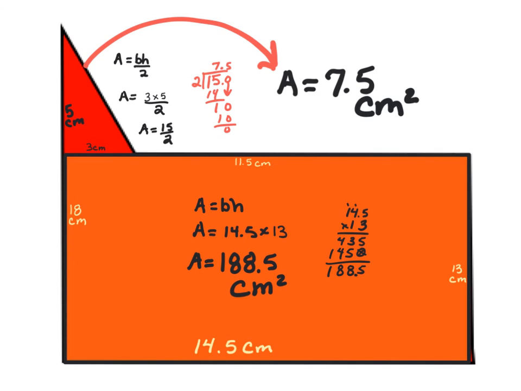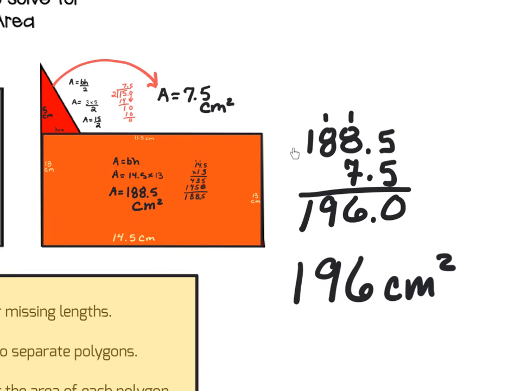Okay, so now all I have to do is add 7.5 plus 188.5. And I did the work right here. 188.5 plus 7.5 is going to give you 196. So therefore, the area of this entire polygon here is 196 centimeters squared.